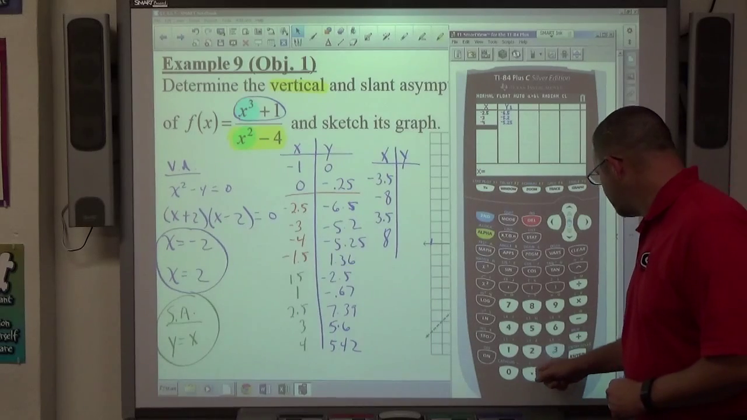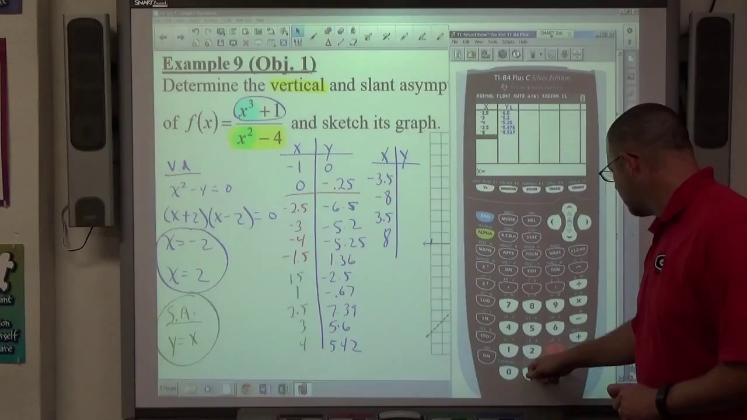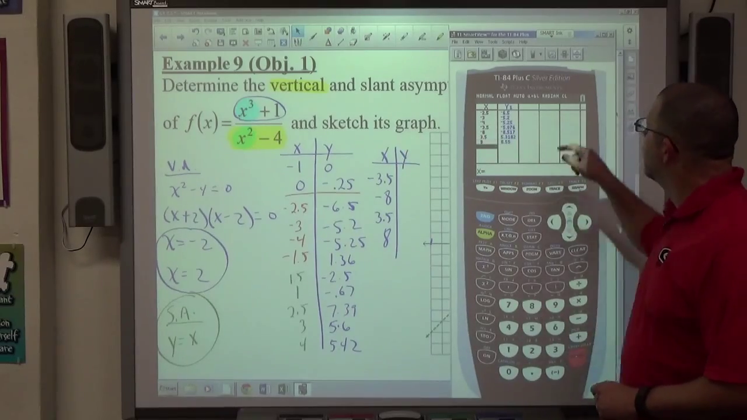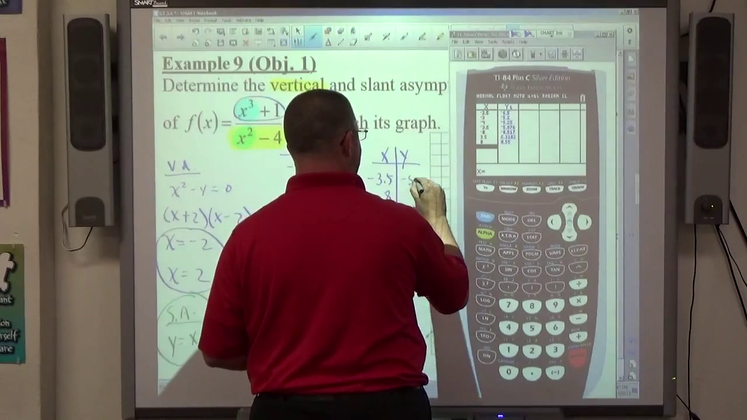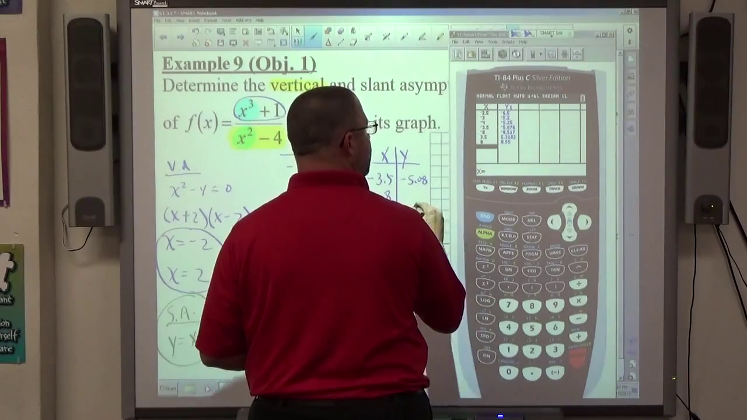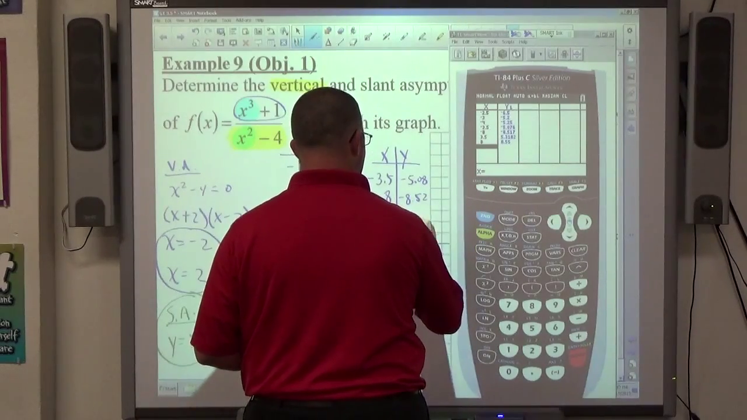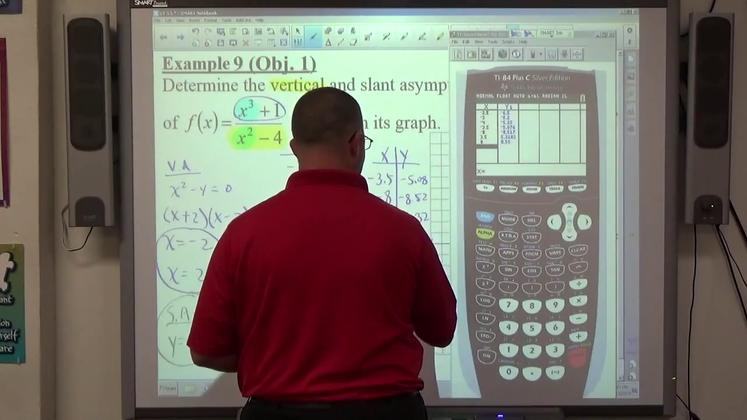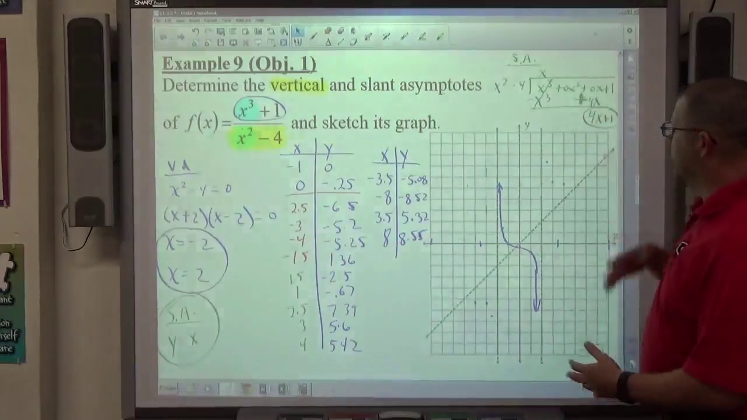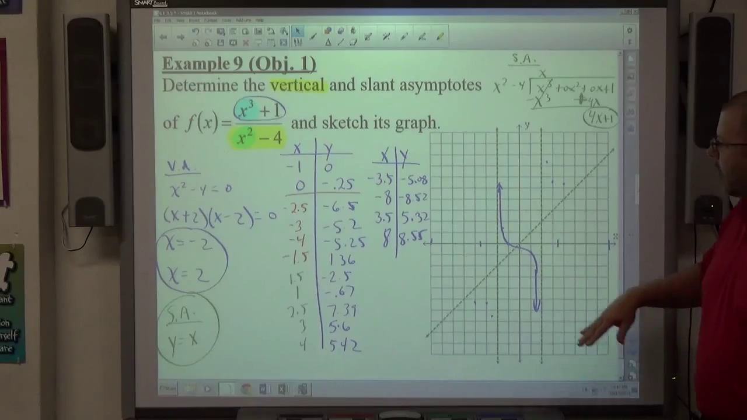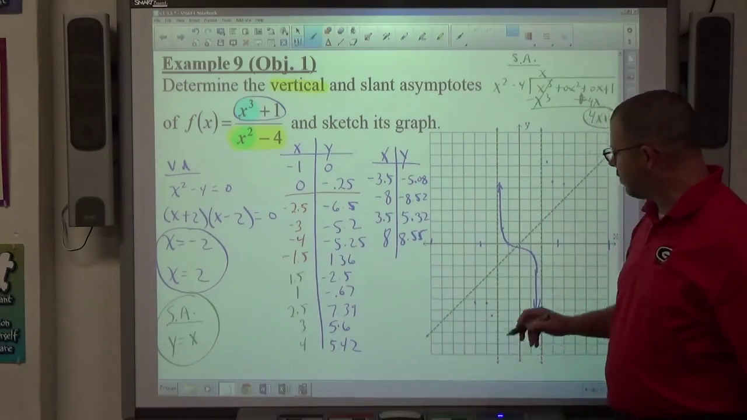So -3.5, -8, +3.5, +8, and that gets me values of negative 5.08, negative 8.52, positive 5.32, positive 8.55. We're still not outside the scope of the graph. This goes down as far as negative 10, as high as positive 10, so everything still fits fine.